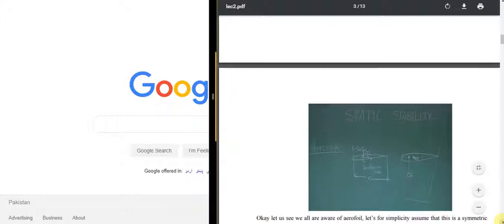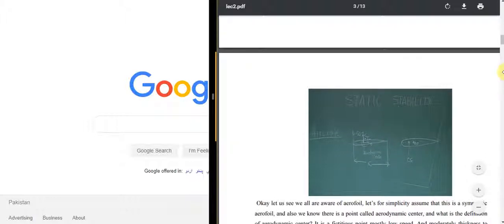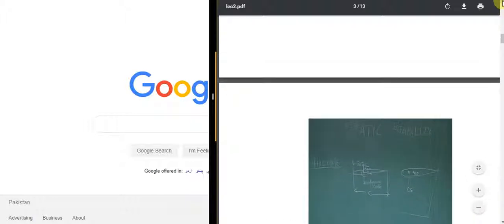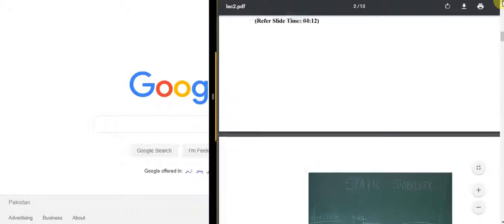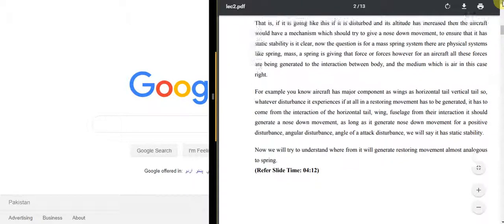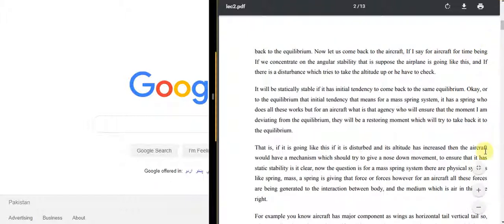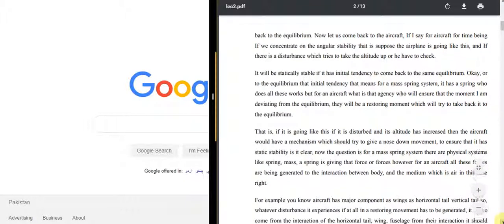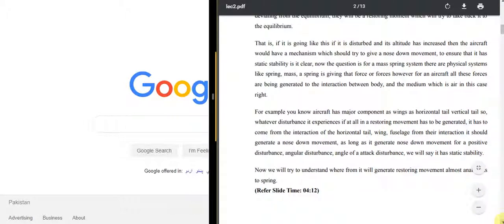so this is the static stability in which the aircraft is in this position. And normally it tells us that an aircraft has major components such as wings, horizontal tail, and vertical tail. Whatever disturbance it experiences, if a restoring movement has to be generated, it has to come from the interaction of the horizontal tail. Okay.